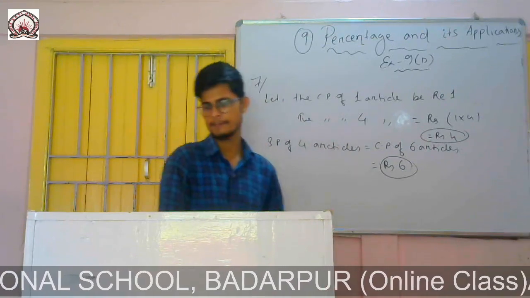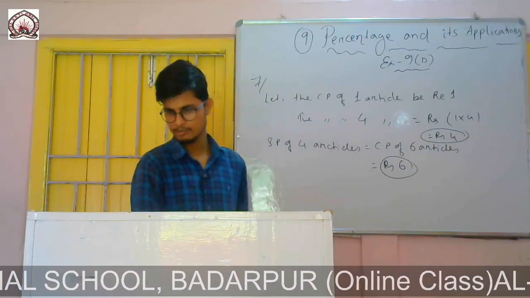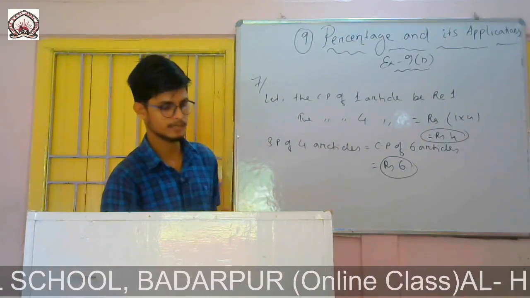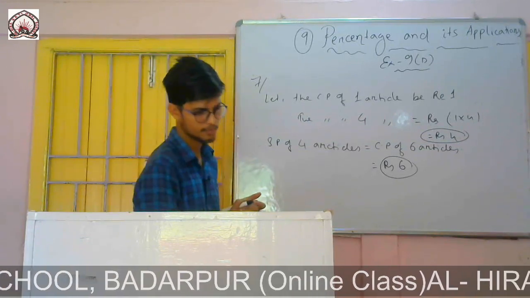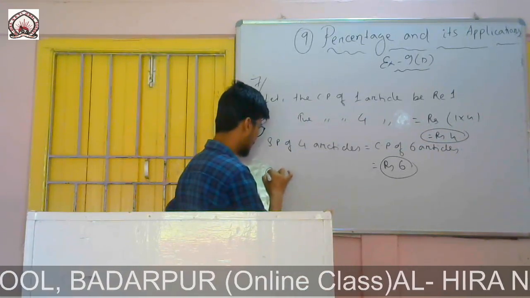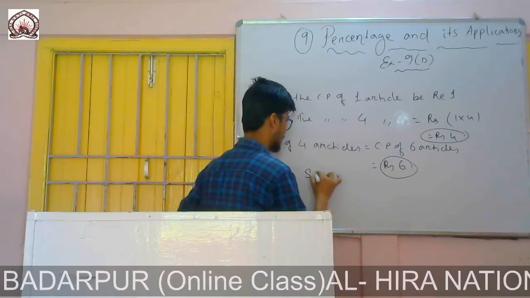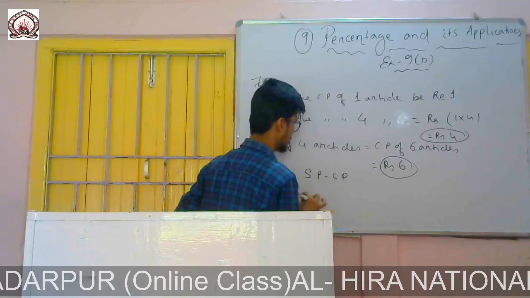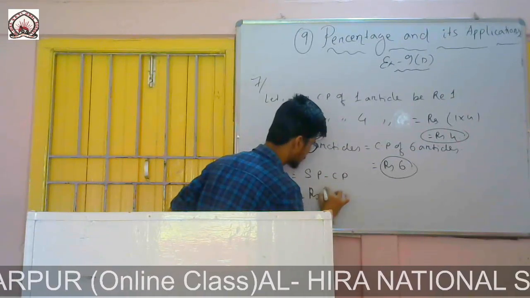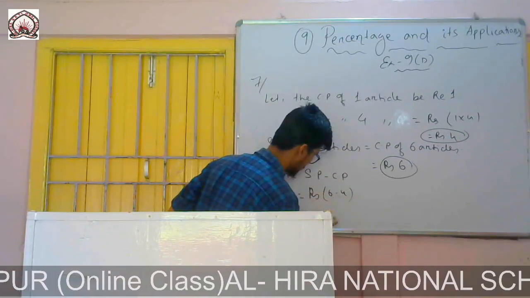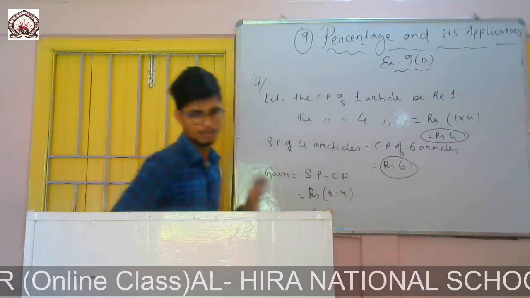Now you see the cost price is smaller than the selling price. That means there is a profit. In the question also it is given to find the gain percent, that means there is a profit. So no need to write this one. Simply I will write, therefore gain equals selling price minus cost price. Selling price is rupees 6 minus 4, which is equal to rupees 2.